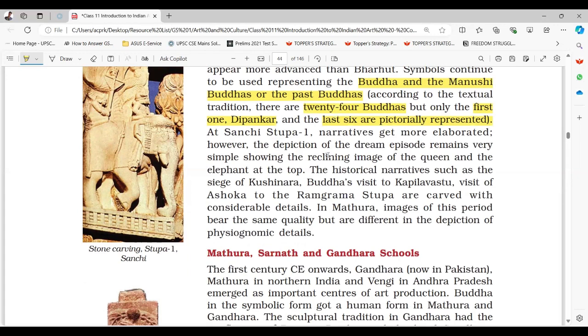However, the depiction of the dream episode remains very simple, showing the reclining image of the queen and the elephant at the top. The historical narratives, such as the siege of Kushinara, Buddha's visit to Kapilavastu, visit of Ashoka to the Ramgrama Stupa, are carved with considerable details. In Mathura, images of this period bear the same quality but are different in the depiction of physiognomic details.